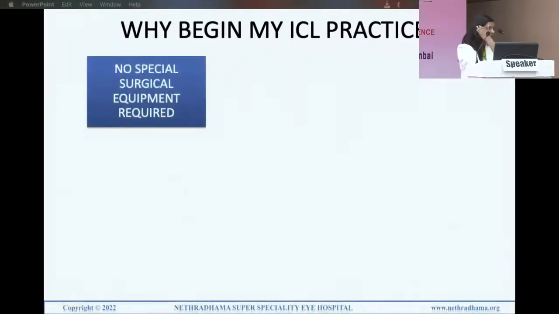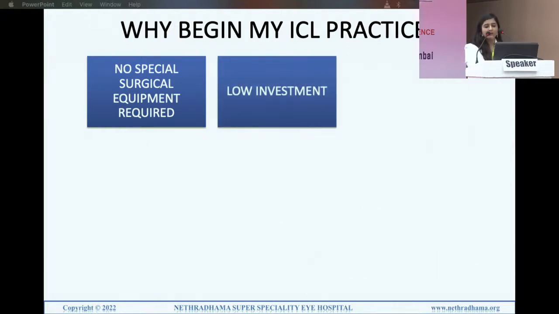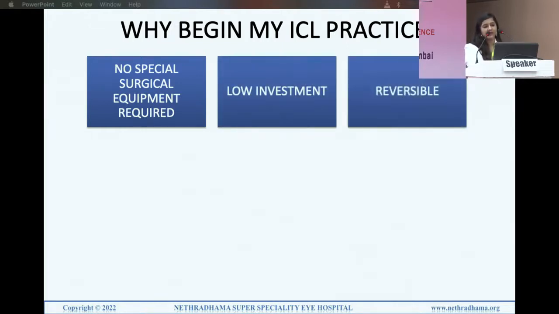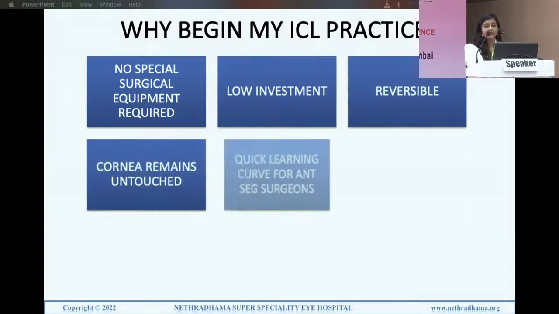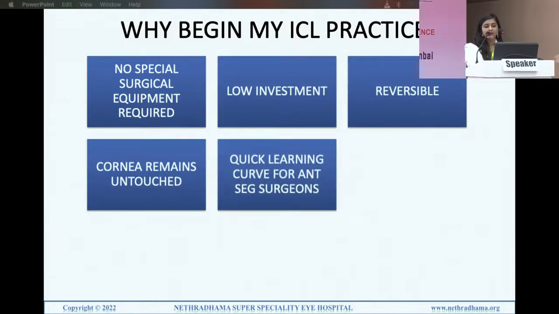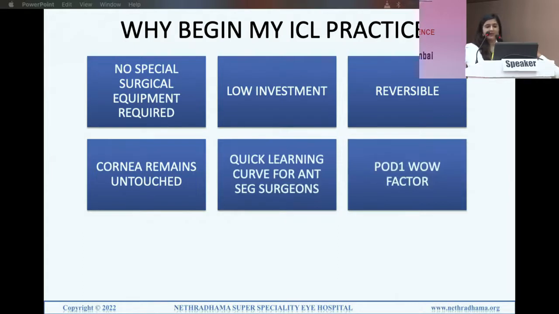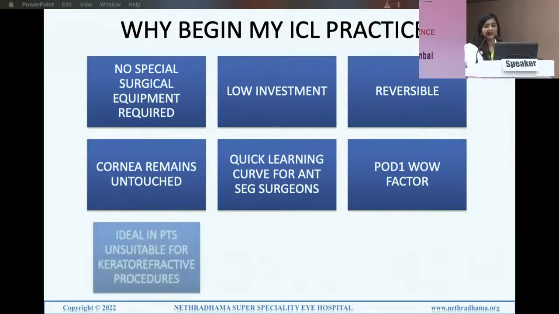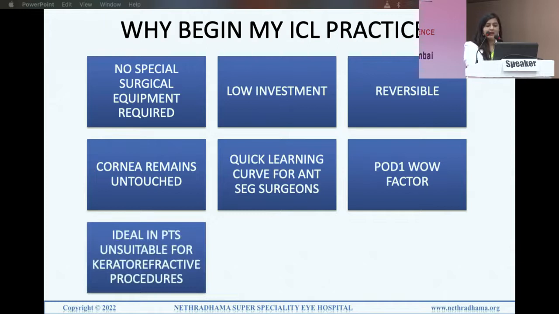Yeah, it's working. So to begin your ICL practice, you don't need to purchase a lot of specialized equipment. It's a low investment refractive surgery. It's reversible. The cornea remains untouched. There's a quick learning curve for anterior segment surgeons who are already doing phaco. And that post-op day one wow factor is unbelievable because the corneal abrasions are not much. The recovery is very quick. And it's ideal in patients who are unsuitable for keratorefractive procedures.